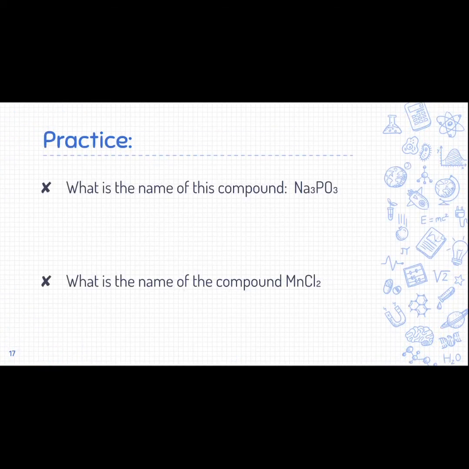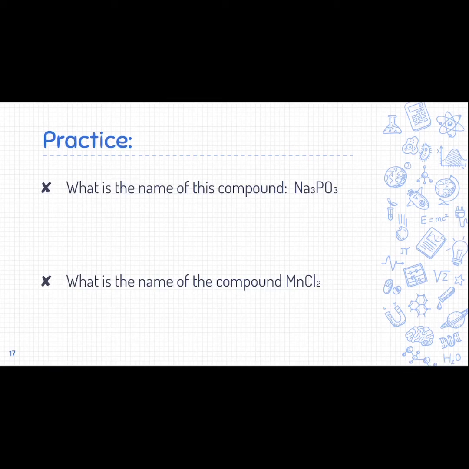Okay, so here's some practice. I have Na3PO3, excuse me. So PO3 is a polyatomic ion. So I would go look at that polyatomic ion list. Let me pull mine up on the computer. Let's see. So PO3 is phosphite. So I have sodium at the beginning. So all this would be is sodium phosphite.